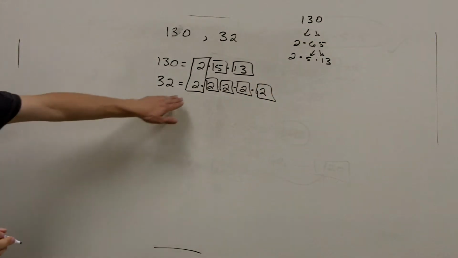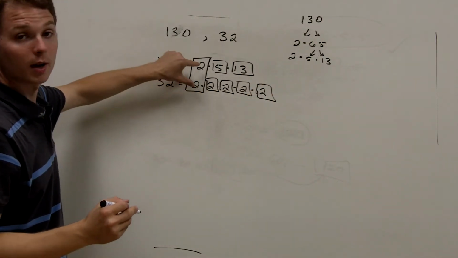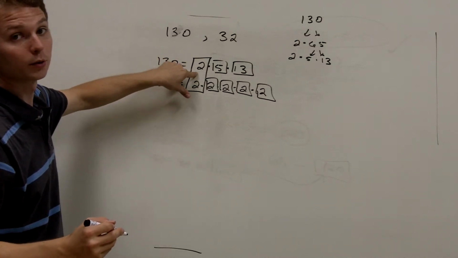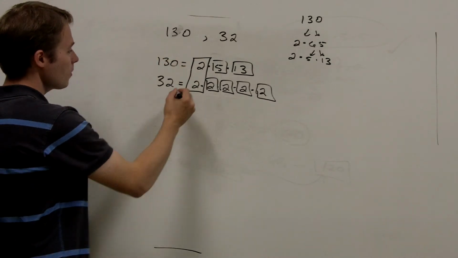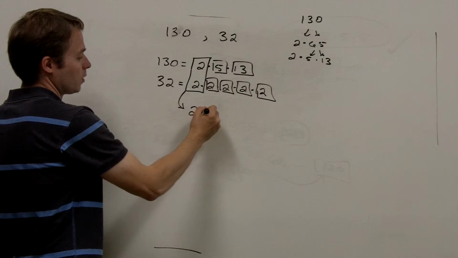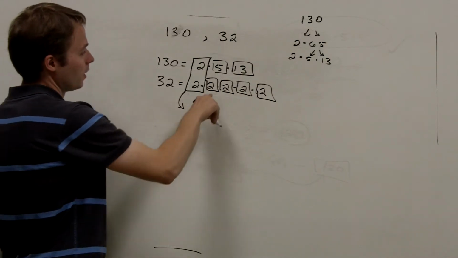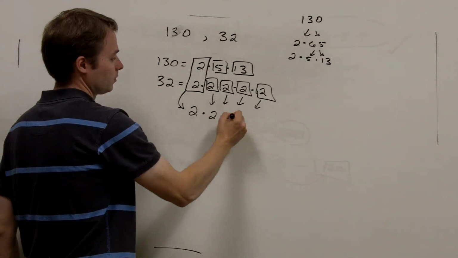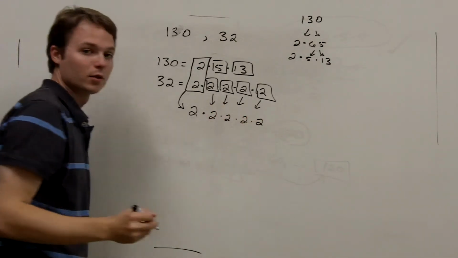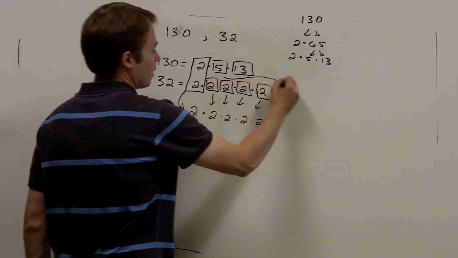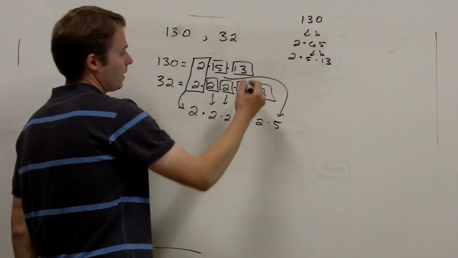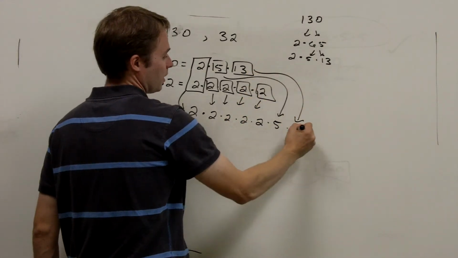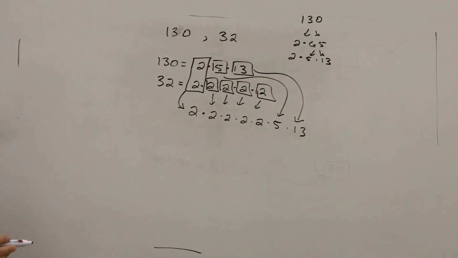Okay, so even though we have a bunch of 2's here, we only pair one of them together because there's only one 2 up here. Now this box becomes its own number, it becomes a 2, and then we'll get 4 more 2's from here. So we have 5 2's all together. Then we get a 5 here, and a 13 here.